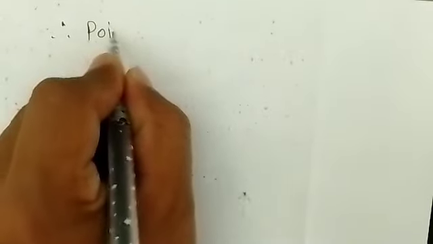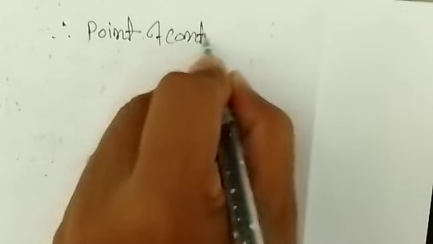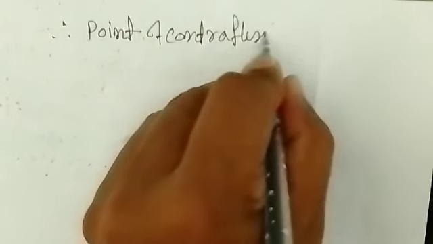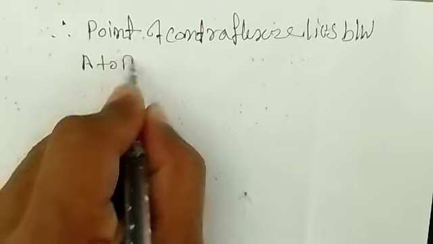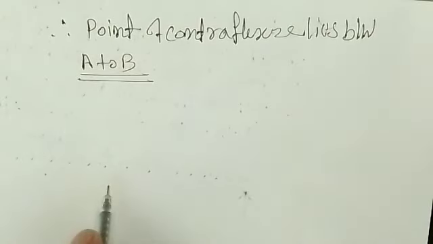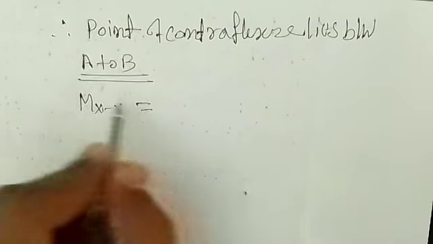So here you can see, hence, therefore, the point of contraflexure lies between A to B, right? So you can say Mxx is equal to what you got?